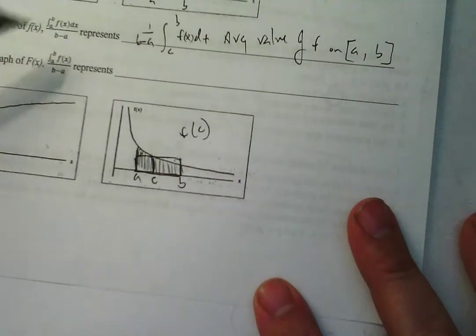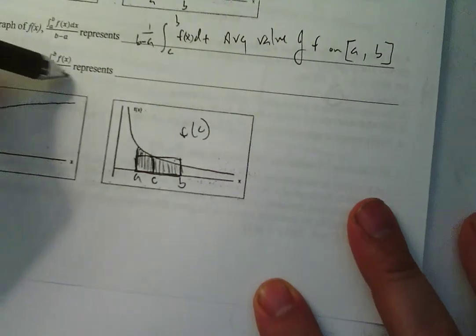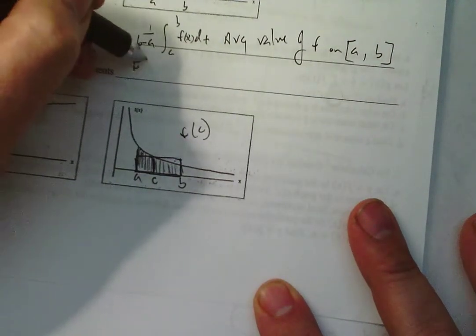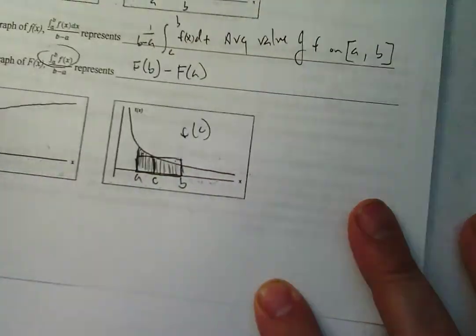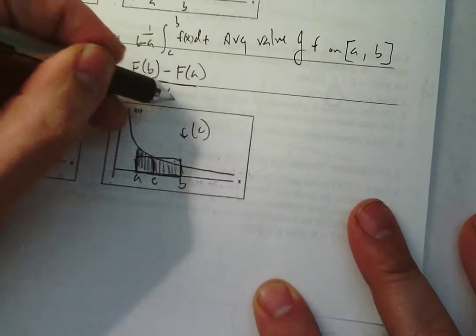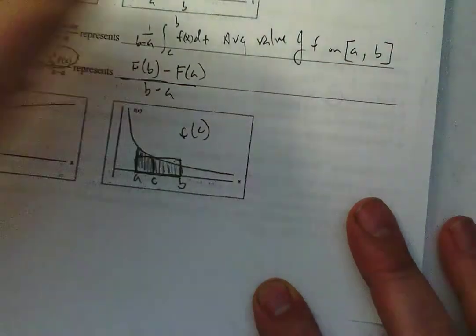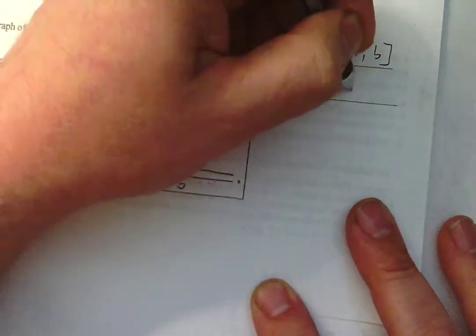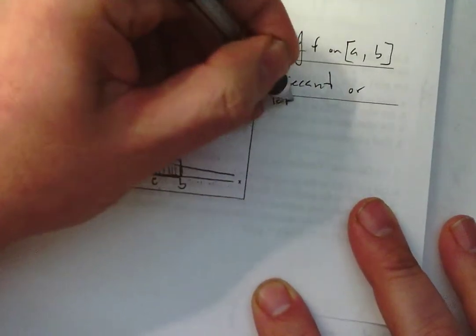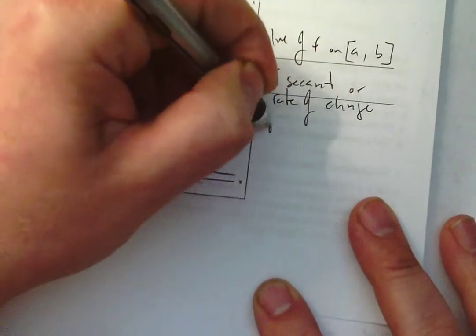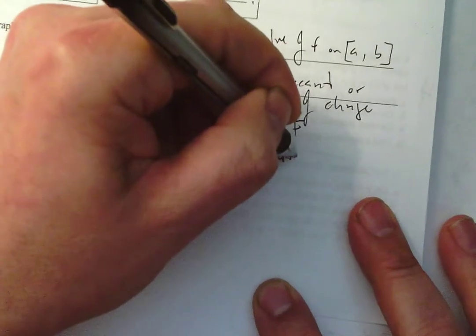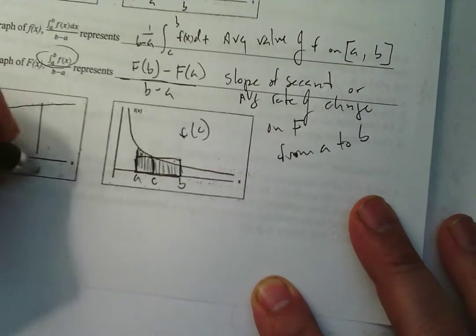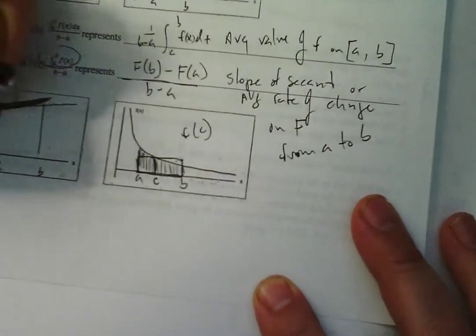All right, so what do we have here with this other one? We've got the integral from a to b of f of x over b minus a. Well, we said in the last problem, problem number 7, that this integral represented big F of b minus big F of a, and now we're simply dividing that over b minus a. Well, what's that? That's the slope of the secant, or average rate of change on big F from a to b. So from a to b, we want the slope of the secant.